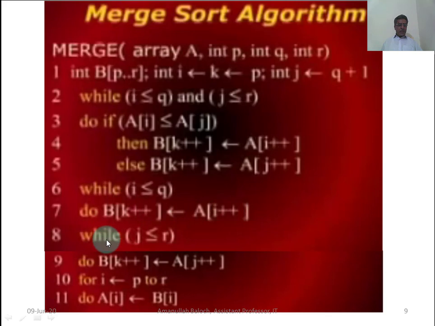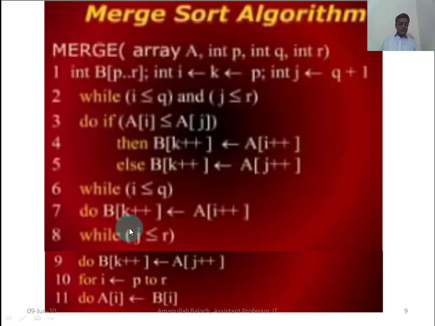At line number 8, you may see another while loop whose control variable is j. The control variable of this while loop is i, the control variable of this while loop is j, and the control variable of the for loop is also i.